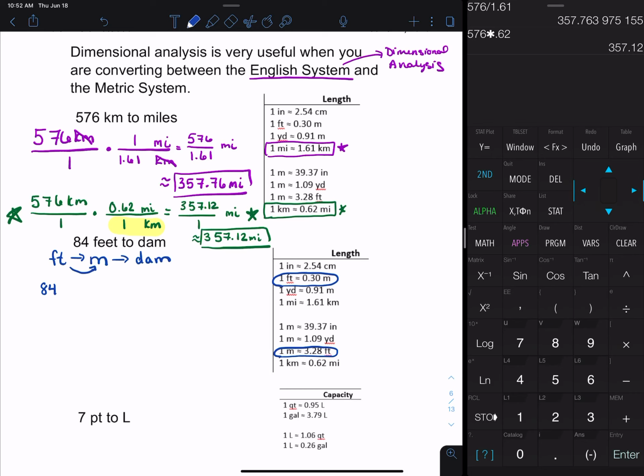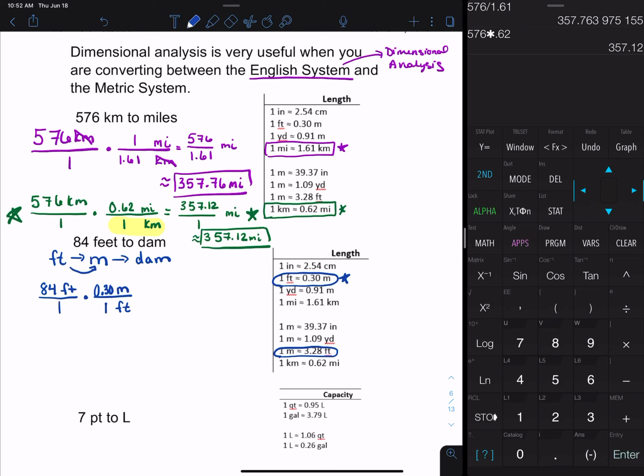So I'll start out with my 84 feet over 1. Now I know that I want feet to cancel out, so I want them to be diagonal from each other, and I want those meters to be up top. Now it doesn't matter which conversion I use, but I'm going to try to use the one that puts a 1 in the denominator if I can. So I want the conversion that involves 1 foot. So that's this top one. 1 foot is 0.30 meters.